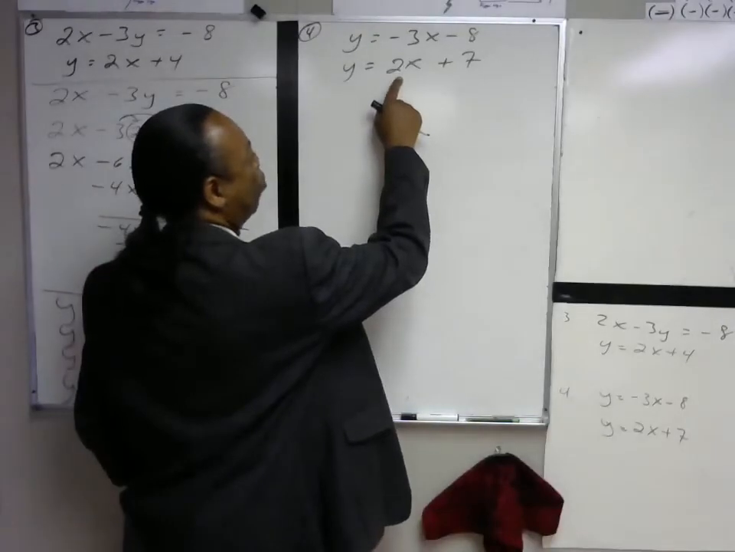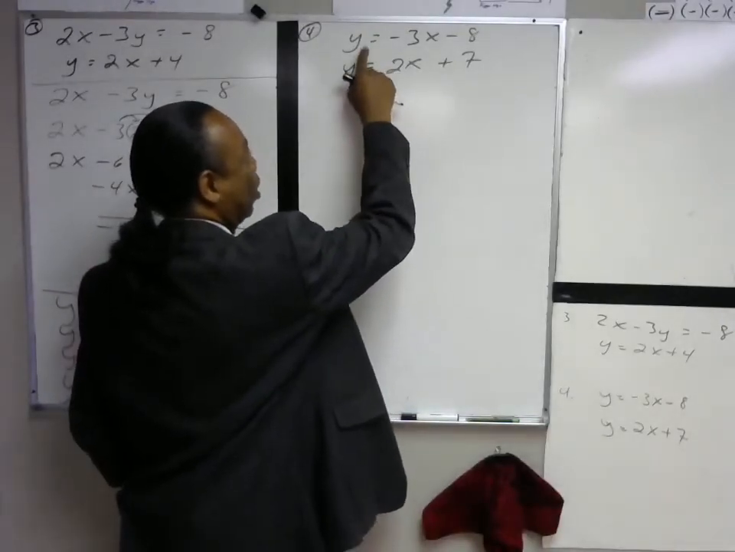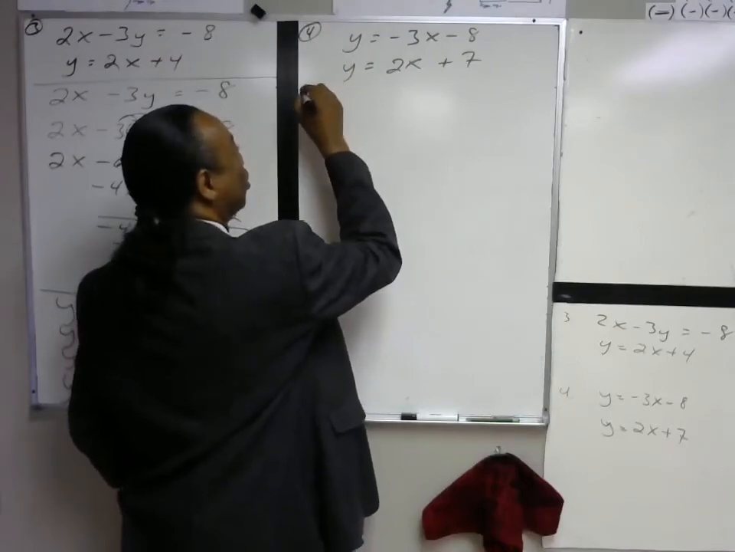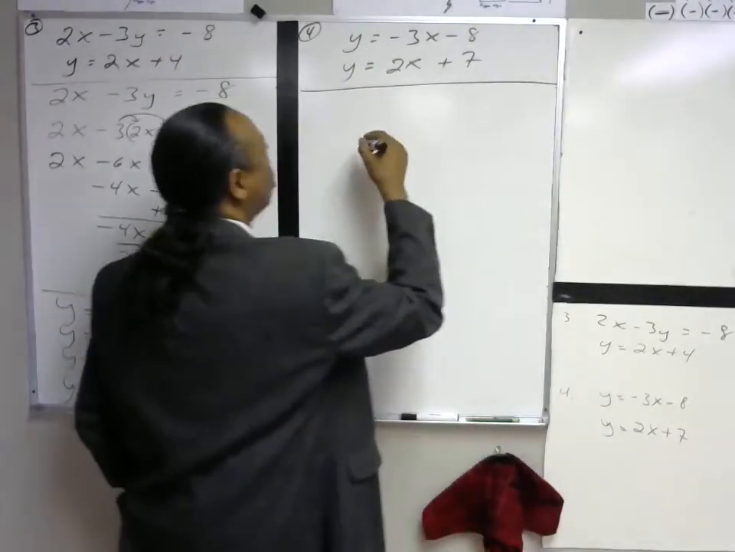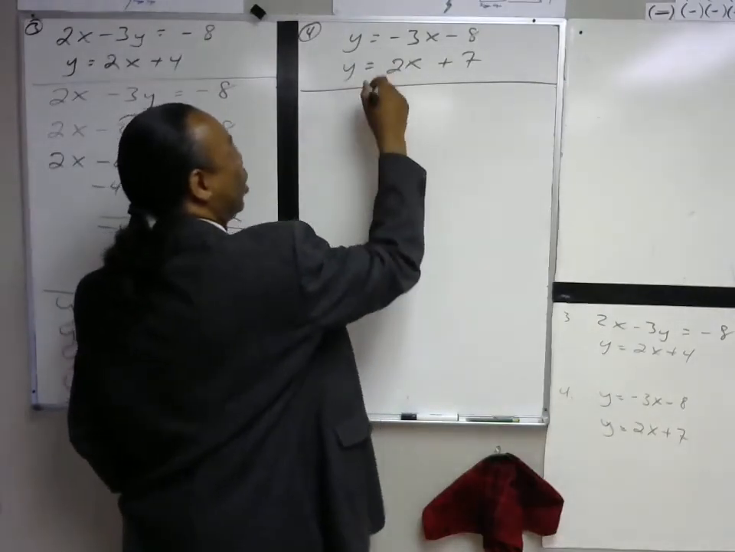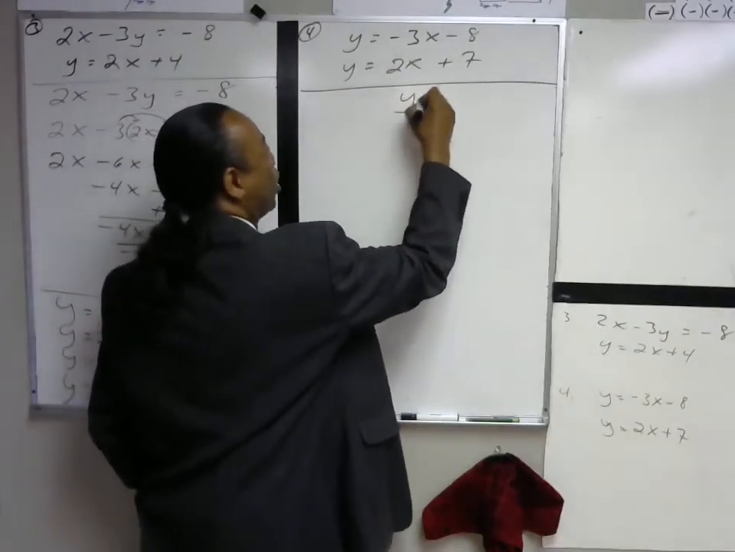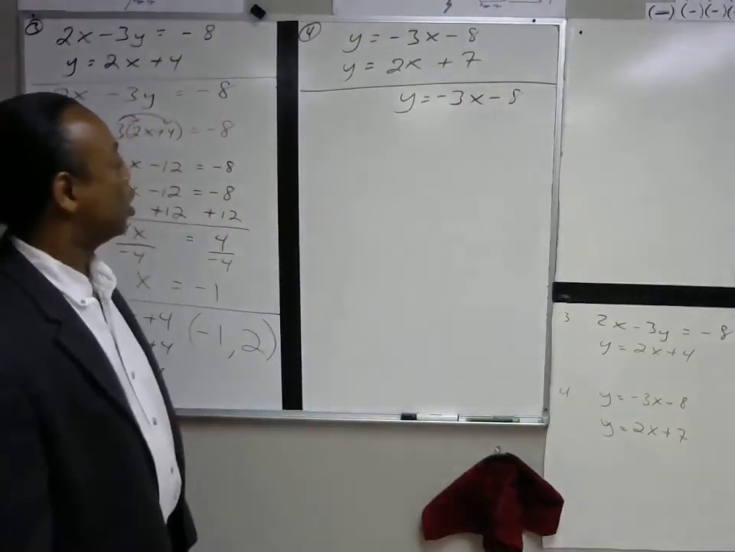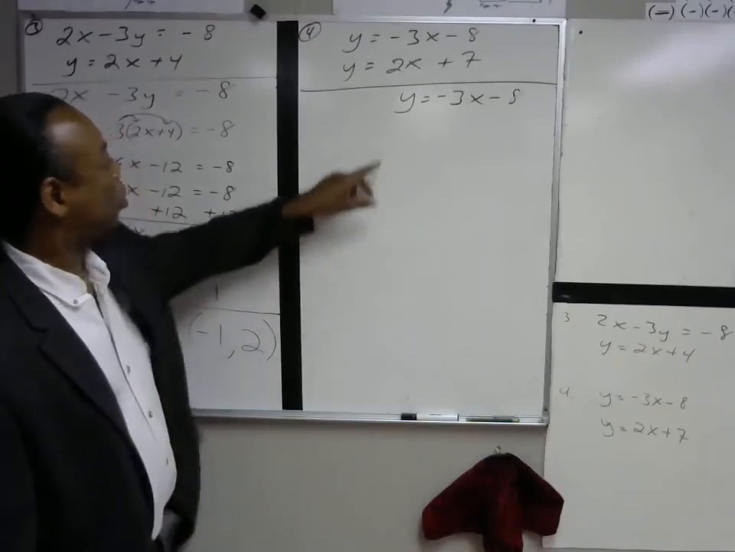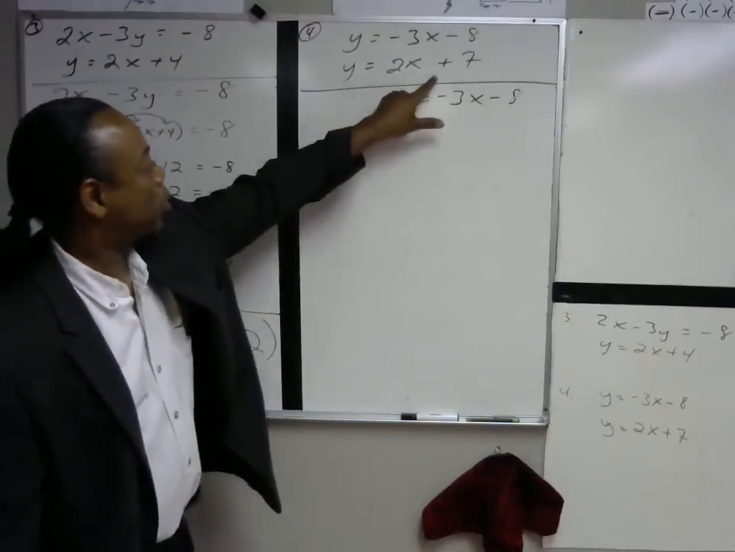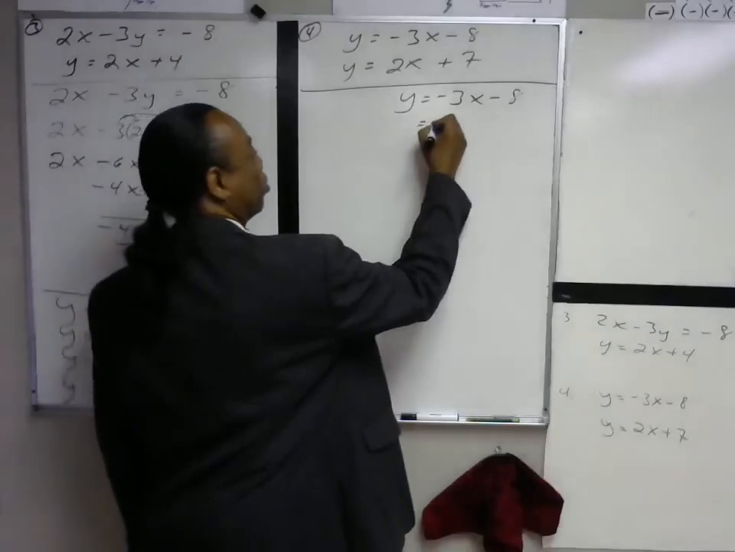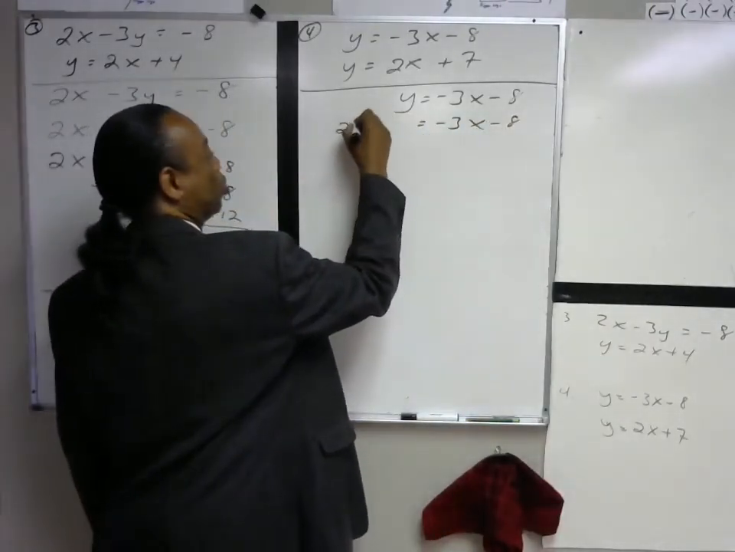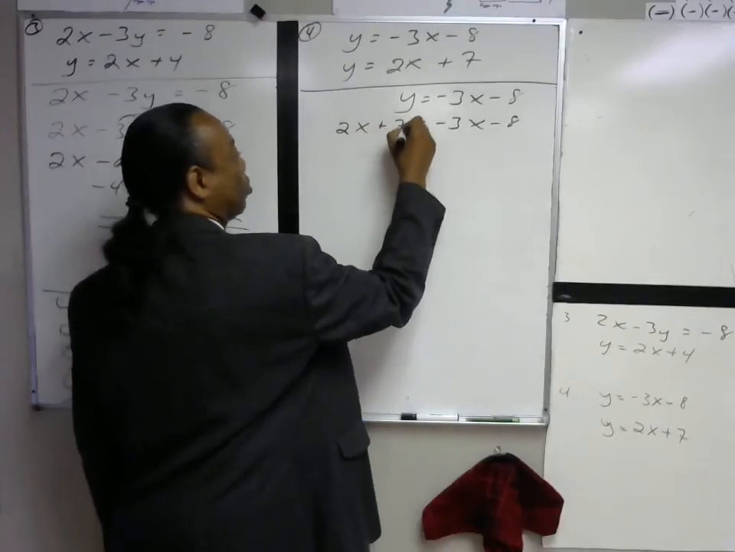Here, we have 2 variables that are isolated. The y is isolated here, and the other y is isolated there. I should say, we have 2 isolations. So I'm going to continue to write the first one here, which is y equals -3x minus 8. And then I'm going to substitute this y right here for the 2x plus 7. So this y becomes 2x plus 7.